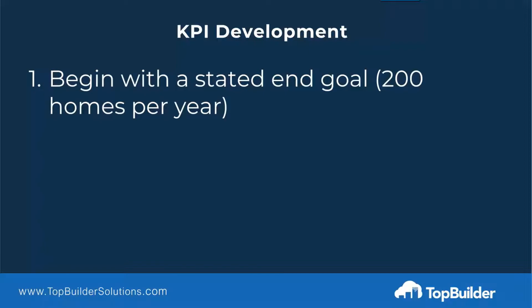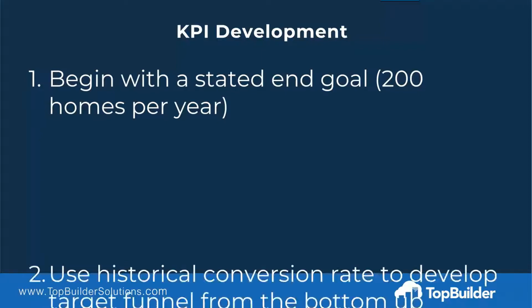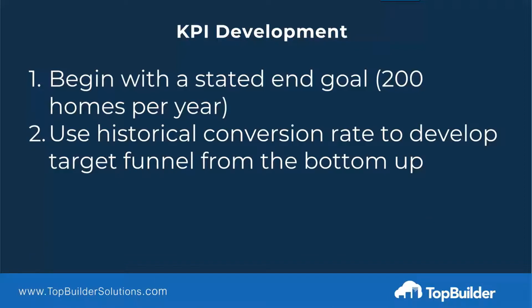So we're going to begin with a stated goal: 200. We're going to sell 200 homes a year. So that's how we're going to begin the development process. We're going to use historical data on conversion rates and traffic. What does our funnel look like year over year, month over month, to determine what our historical conversion rates look like, to develop a funnel, which is the endpoint goal at the bottom of the funnel of 200 homes a year.